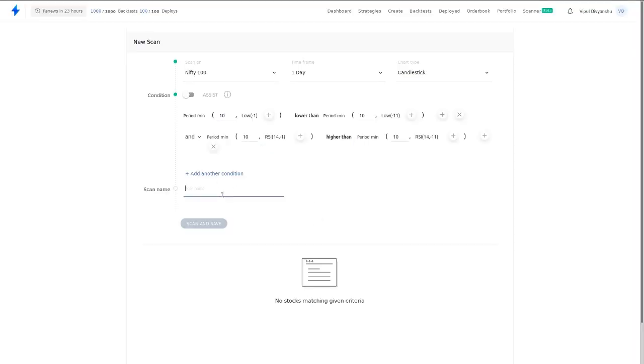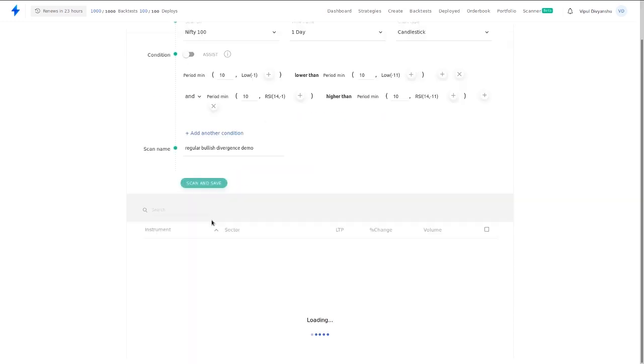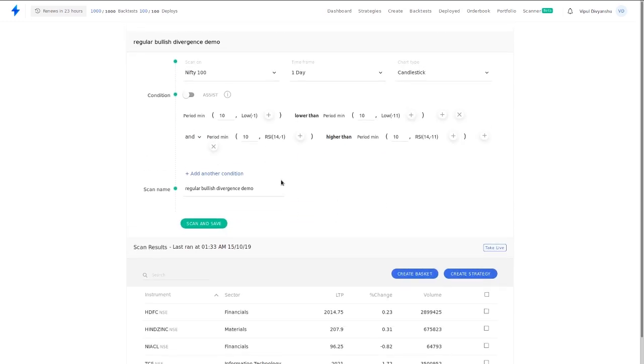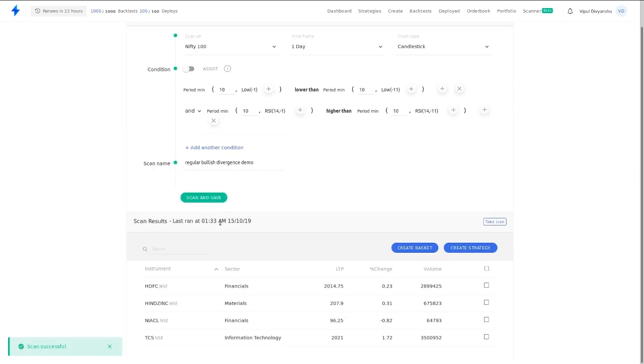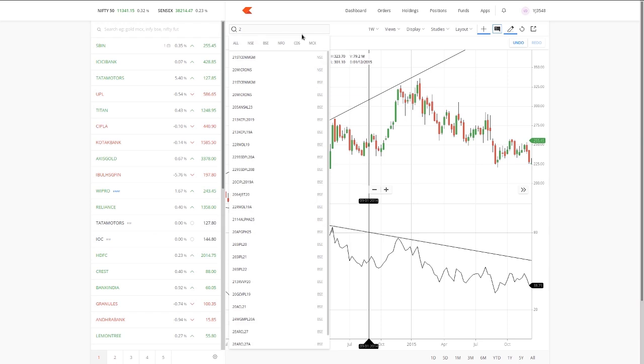Now let's give it a name. Let's say regular bullish divergence demo, and let's run scan. As you can see, the results have come. You can see how fast the scanner runs, and it quickly identifies the stocks which have matched the criteria. So let's look at a stock where the regular bullish divergence has occurred. Let me quickly open HDFC in chart, and we will analyze why it is identifying that.